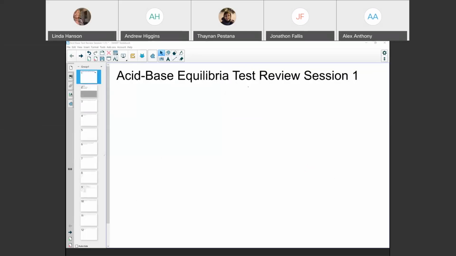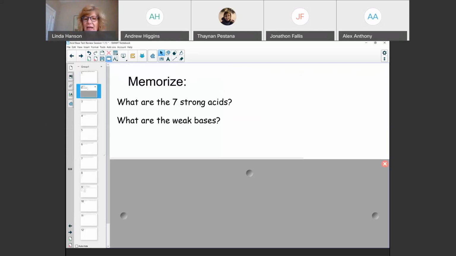will be bringing exposure to our acid-base chapter over the weekend. I wanted to just start and emphasize those things that I think you're going to memorize. There are many questions related to this very topic, simply about what are the 7 strong acids? Because if I know those, I also know the weak acids. And then, of course, how do I recognize weak bases?